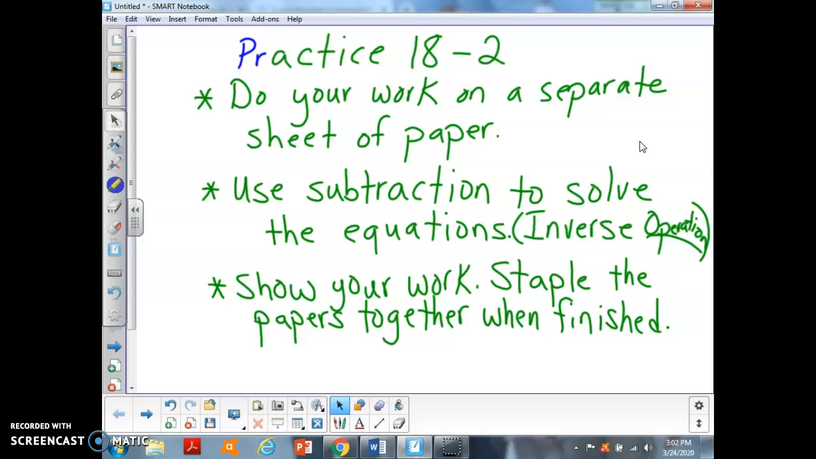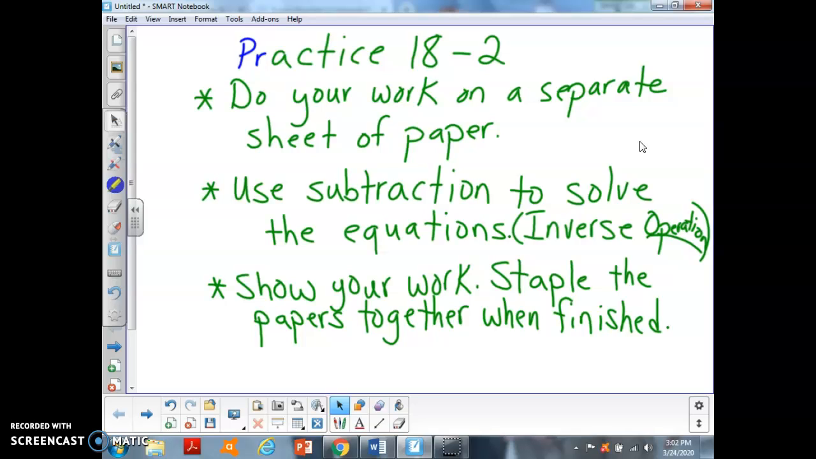Working on page 424 and 425, addition equations. Our objective today is to be able to solve algebraic addition equations. A couple things before I get into it.